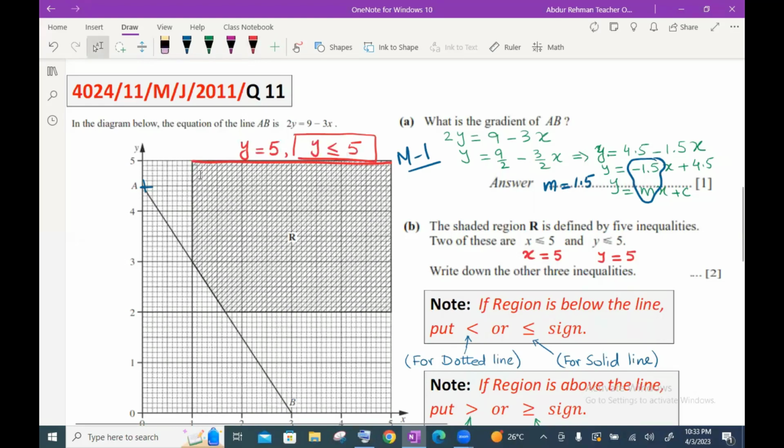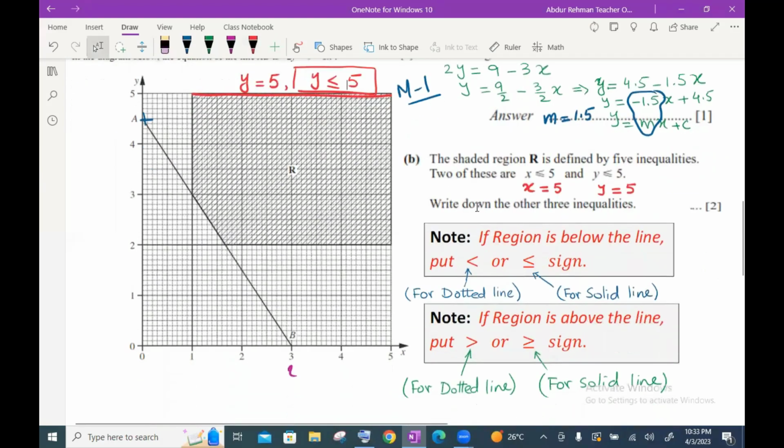And x equal to 5 is a vertical line. So there are two vertical lines here. This one is intersecting the x-axis at 5, and this line is intersecting the x-axis at 1. So the equation of this line is x equals 5, or we can say the inequality is x is less than or equal to 5.